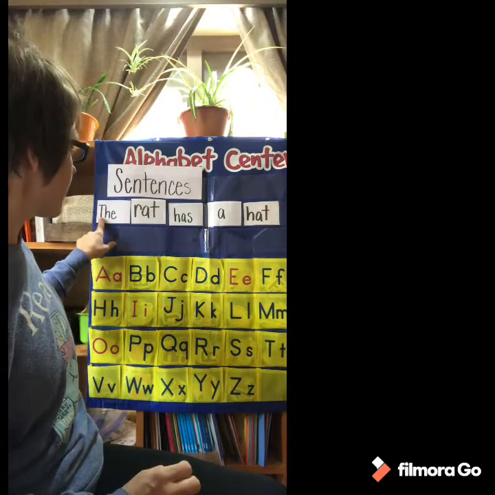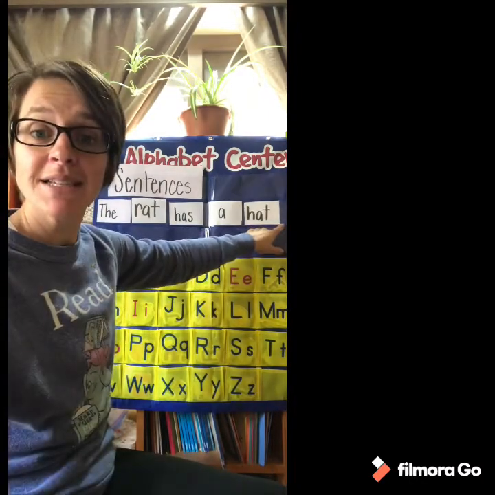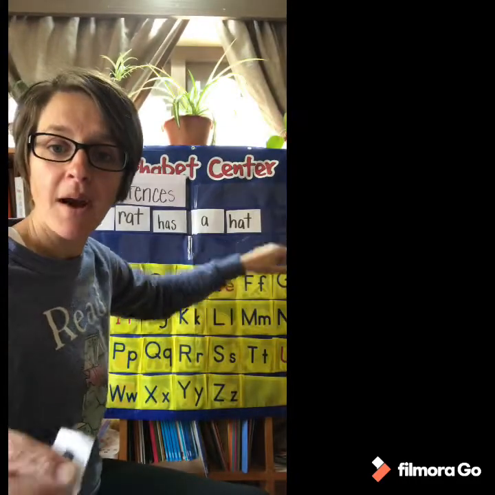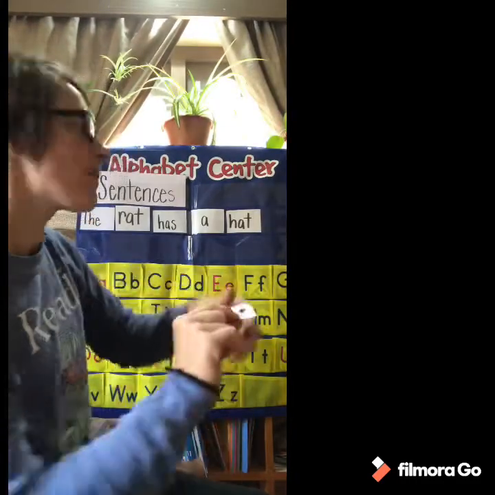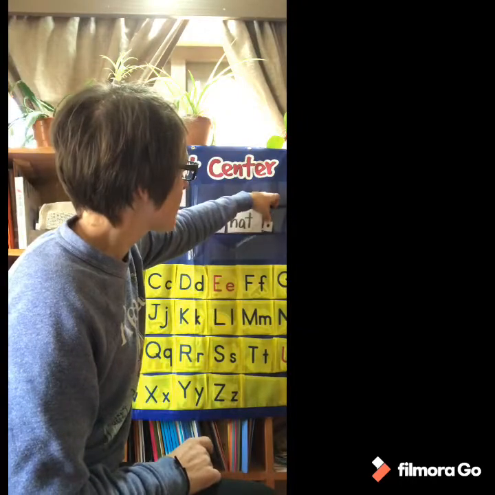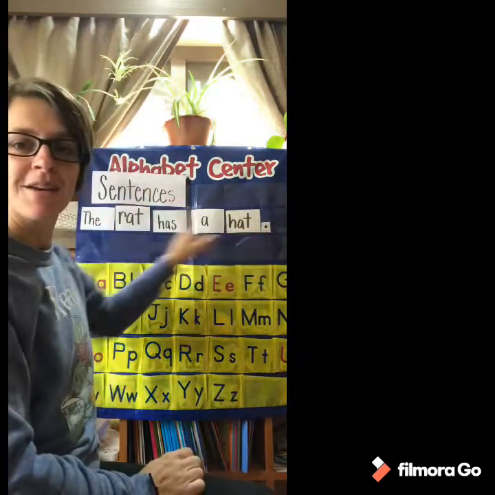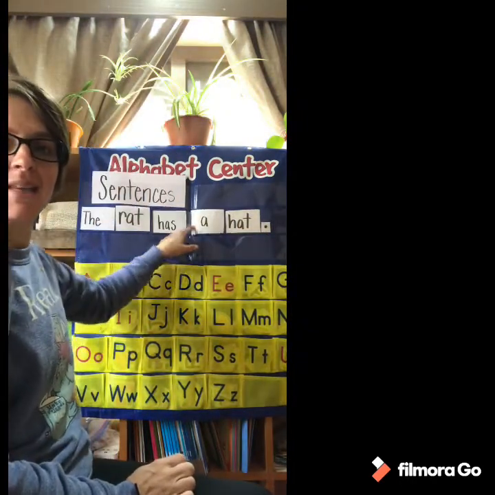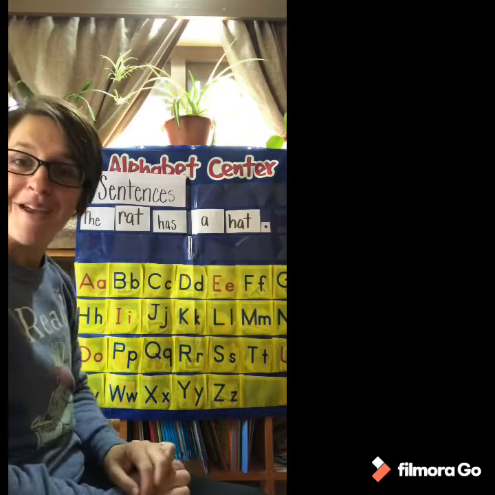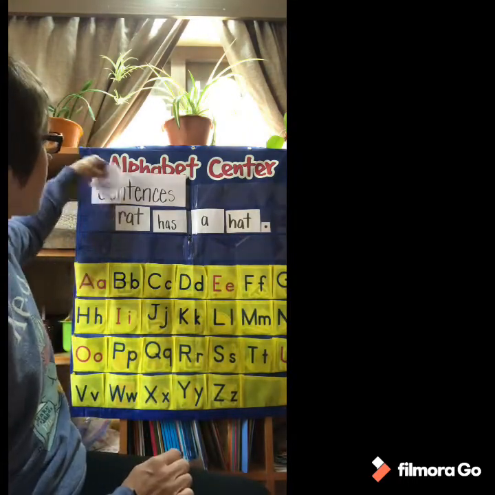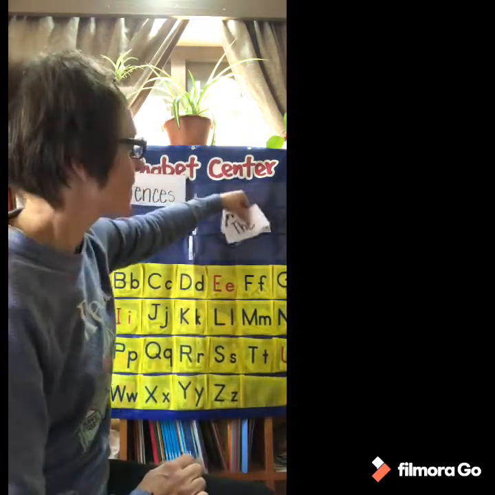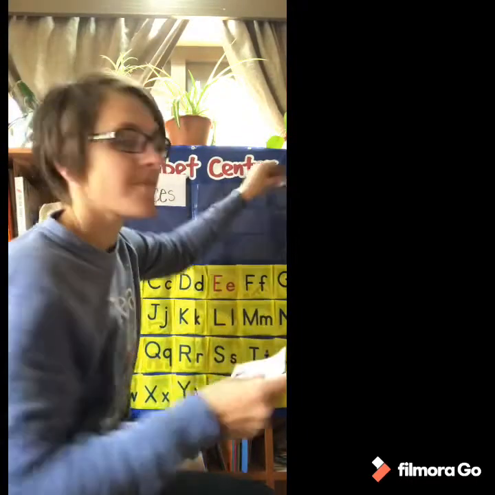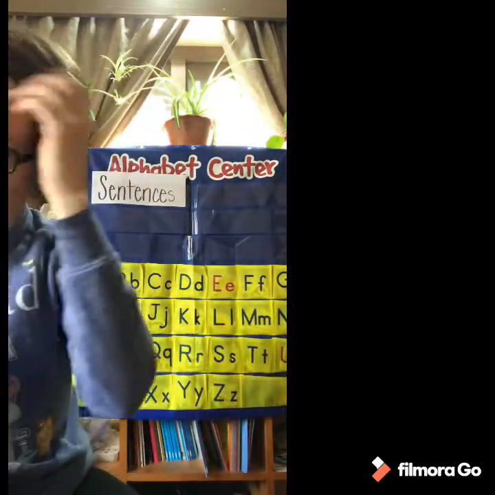Here's a capital letter. It makes sense, but then at the end of every sentence there has to be an end mark. So here's my full stop. I'm going to put my full stop at the bottom, right there. So the rat has a hat. Very good. Okay, so I'm going to make one more sentence as practice, and then I'll tell you what your work is for today. Okay, so here's another sentence.